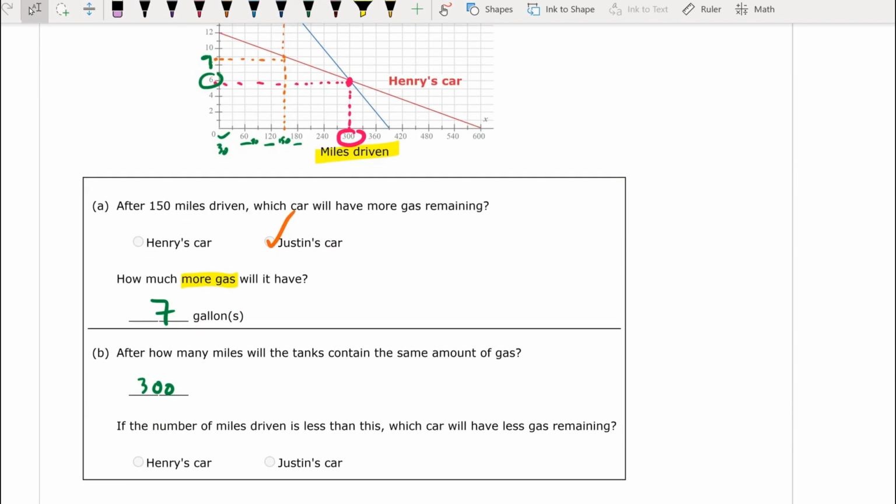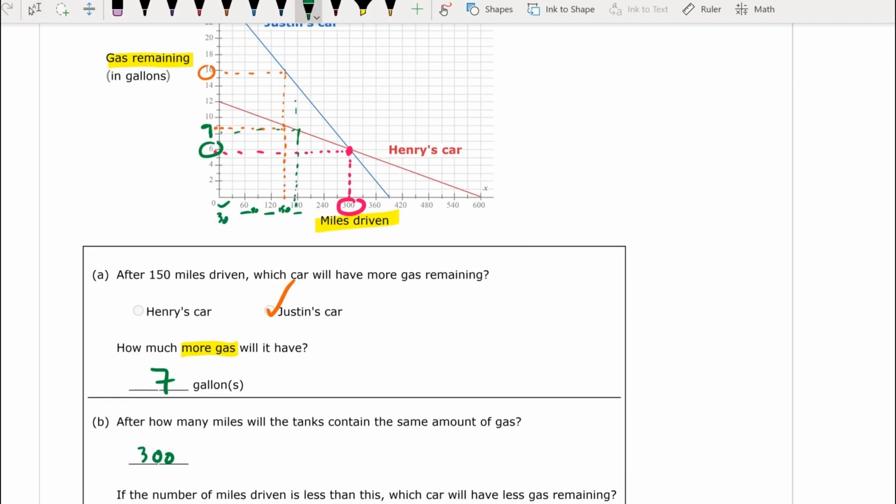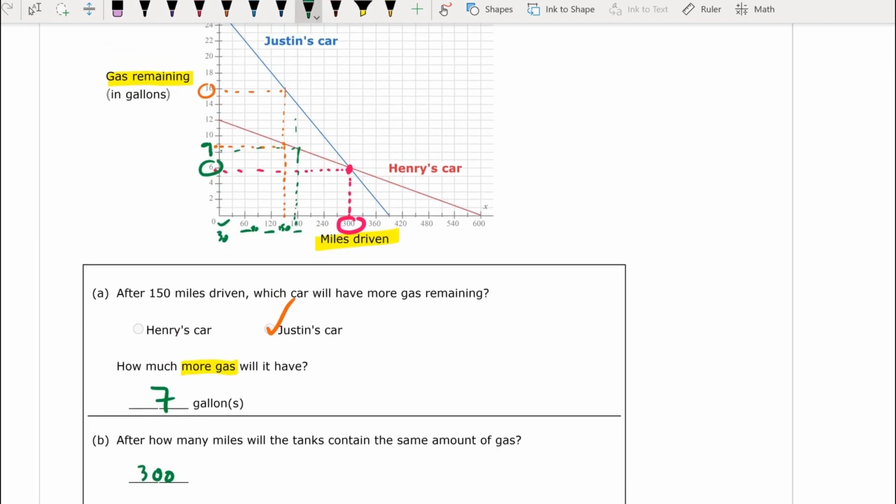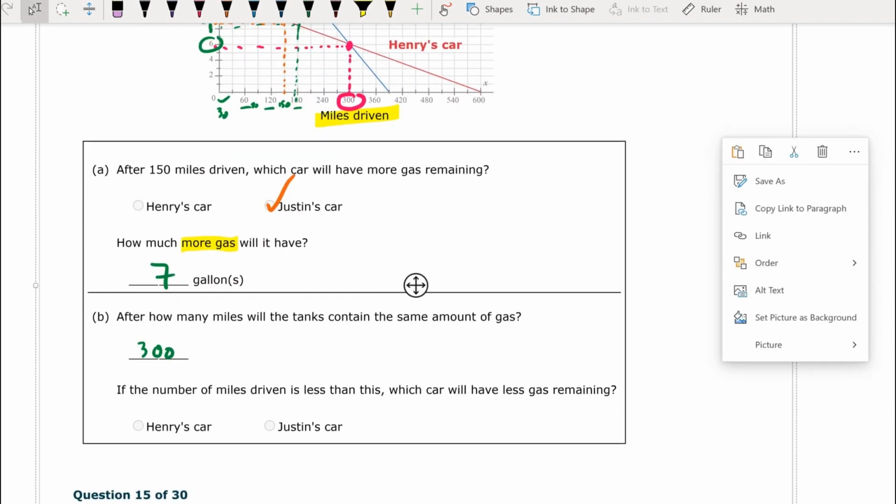If the number of miles driven is less than this, which car will have less gas remaining? So less than 300, we can say 180. So who has less gas? That will be Henry's car, which will have less gas compared to the other, where you have to go higher up. Justin's car will have more gas in the tank. Alright, so Henry.